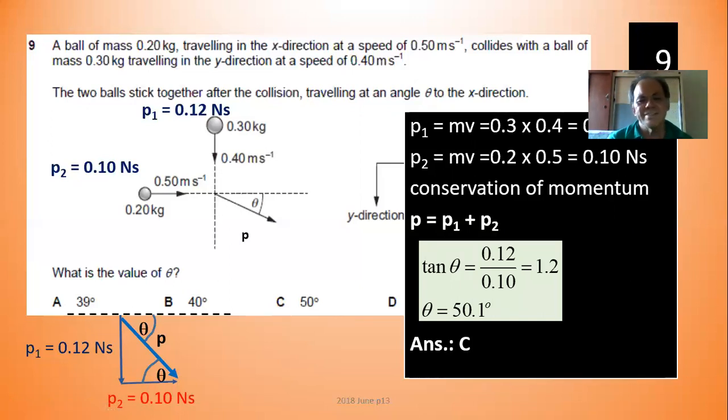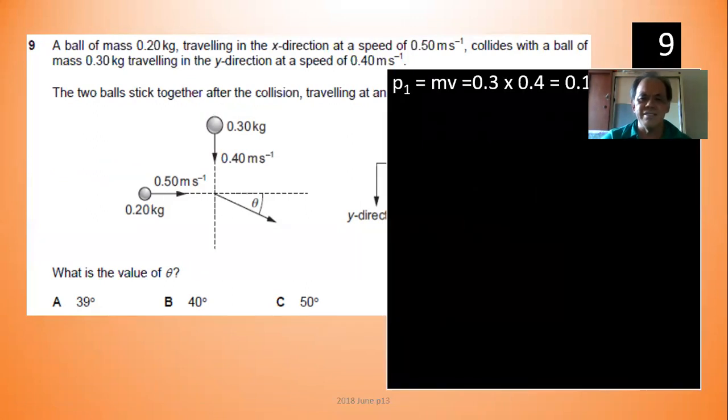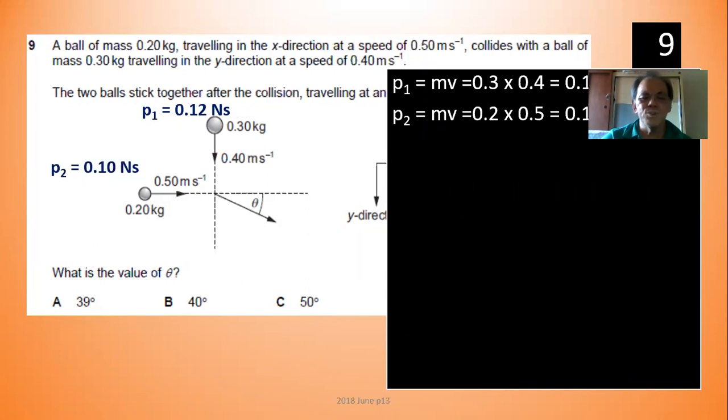Okay with that? Any comment? You can use the component method. Usually the exam will ask you to use the component method. Same thing. You have to find your P1 and you have to find your P2. Same thing. And that's your P.